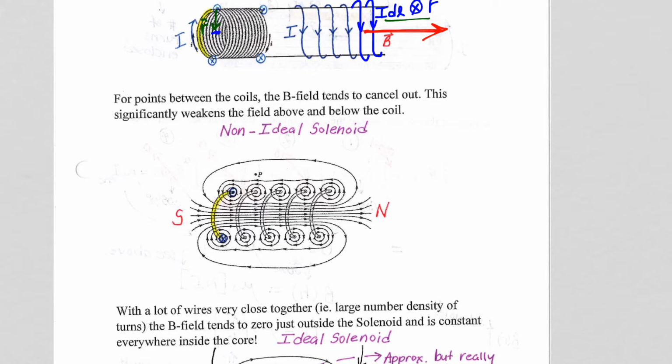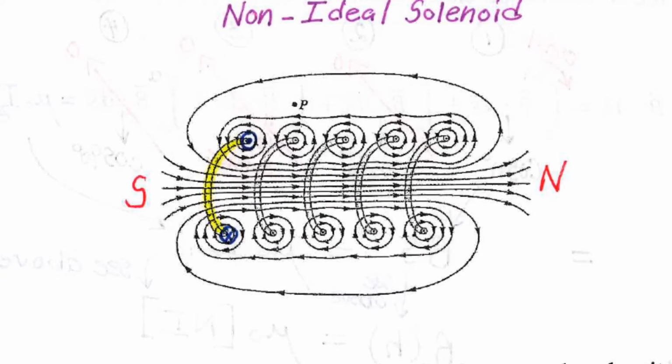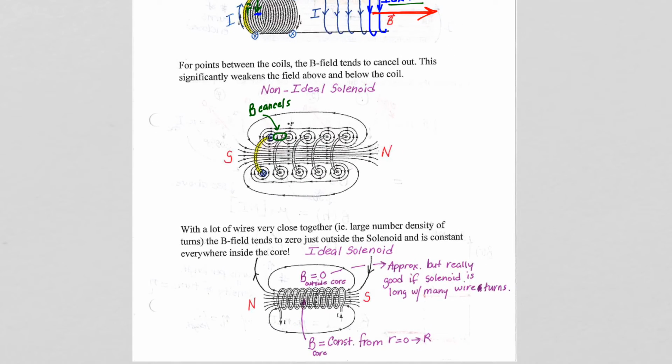Well, it turns out when you have many coils, you get the effect shown here, that the B field between the coils, so if you want, you can kind of circle this, B tends to cancel between the wires. And if you have many wires and they're very close, then you get the situation down here where we have what is called the ideal solenoid, which we will be working only with in this course. So we will not be working with a non-ideal solenoid.